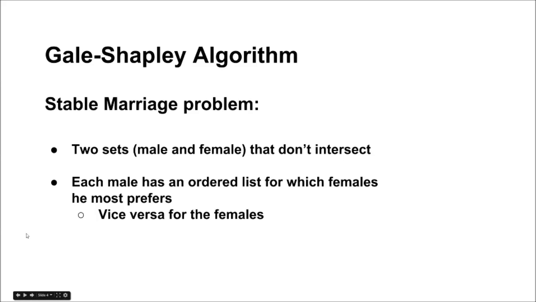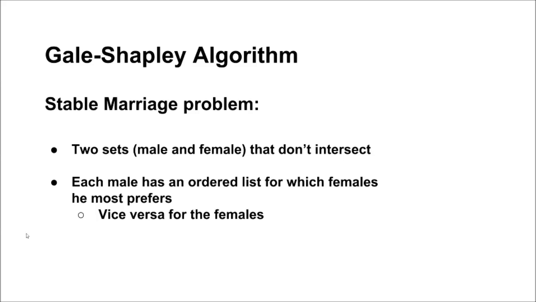This means that every person in this algorithm has a list ranked from 1 to however many of the opposite gender there are in this set. This list is strictly ranked, which means that there is person 1, 2, 3, 4, 5, 6, 7, 8, 9. Nobody is ranked the same. Nobody is left out of this list either.